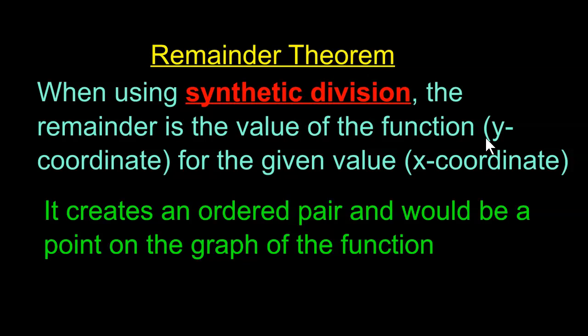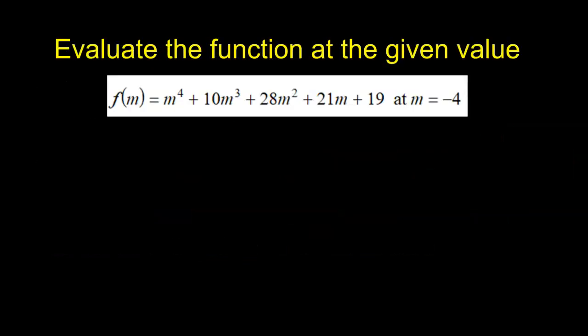So if you think about if you were going to make a t-chart or something, and you can pick the x values, or if they ask you to evaluate the function at a certain value, you're going to plug that value in, and then whatever the result is, that's going to be the y coordinate. So it's going to create an ordered pair. And if we were going to graph these, which we're not going to do until pre-calculus, but if we were, that would actually be an ordered pair, a point on the graph of the function.